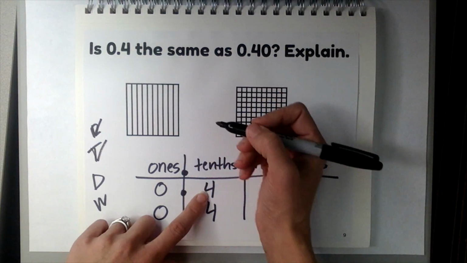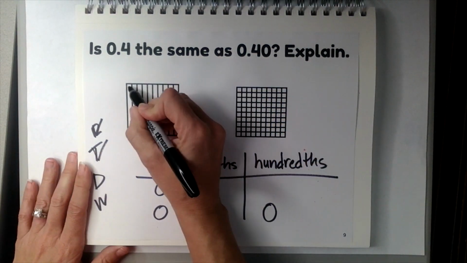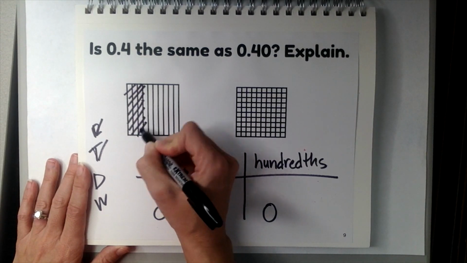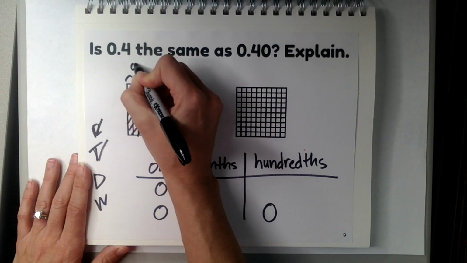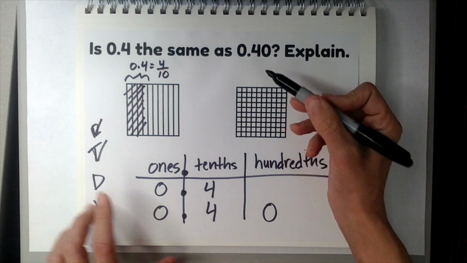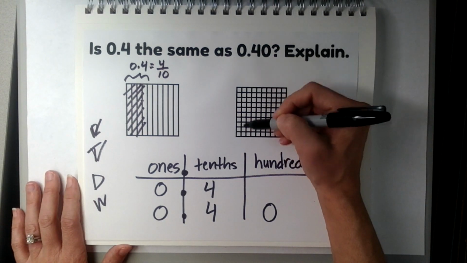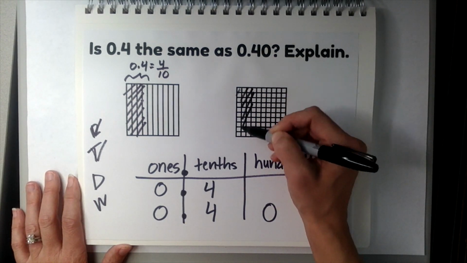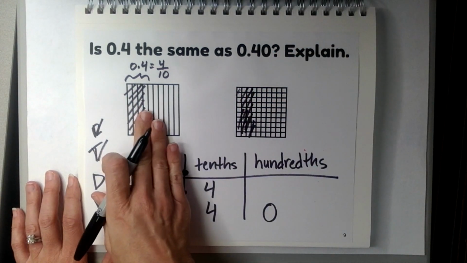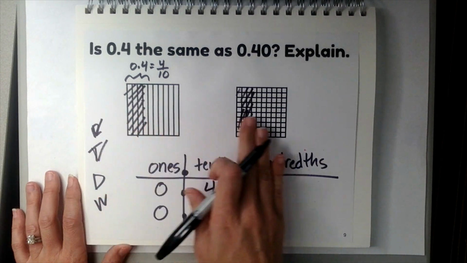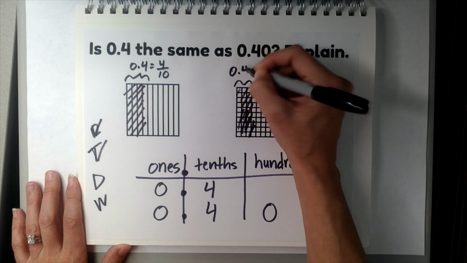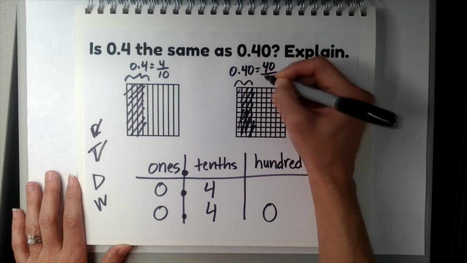So we have 4 out of 10. So I'm going to count 1, 2, 3, 4, and I'm going to shade these 4, and I'm gonna represent that as 0.4 or 4/10. And over here, I'm gonna shade 40. So I'm gonna count by tens, 10, 20, 30, 40, and I'm gonna shade that amount. Now these grids are the same size whole, but this one has bigger pieces because it's in 10, and this one has smaller pieces. So this is equal to 0.40 or 40 out of 100.